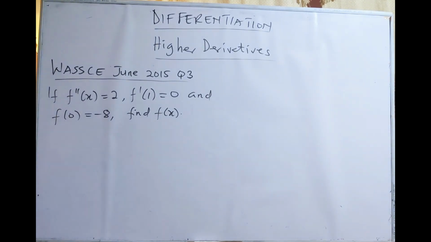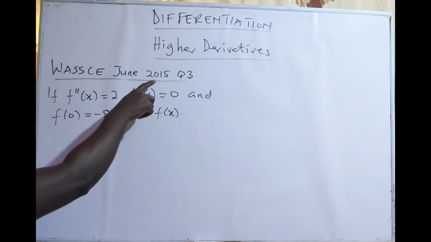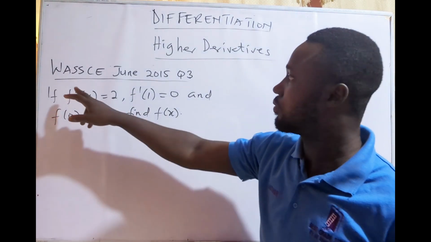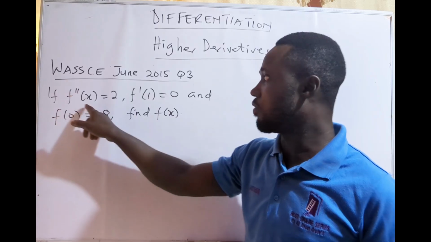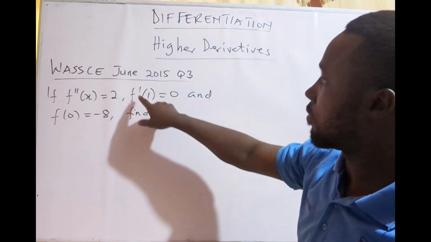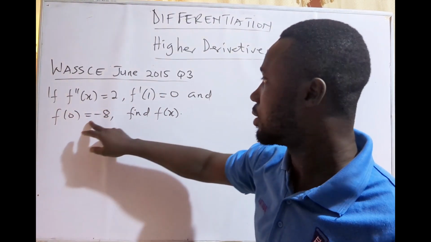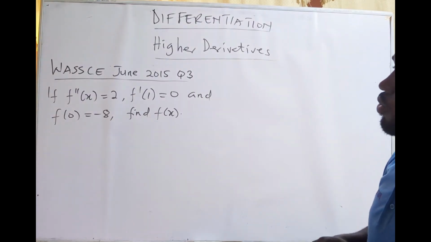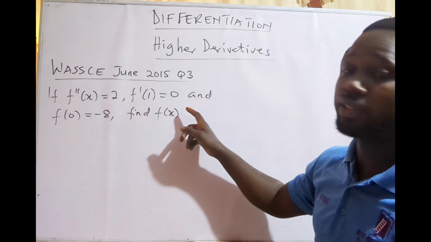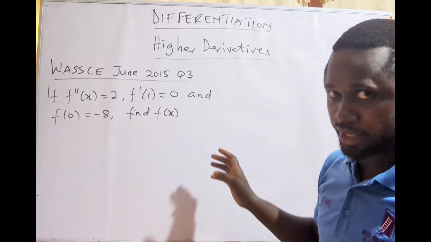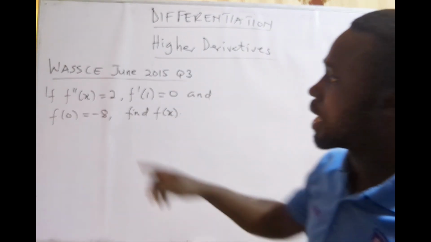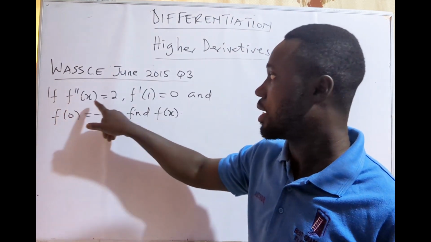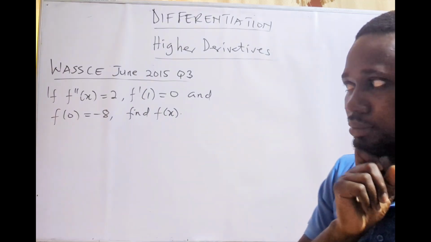Okay, let's look at the question here. WASSCE June 2015 question 3. It says if f double prime of x is 2, f prime of 1 is 0, and f of 0 is -8, find f of x. Okay, so we are supposed to find the function f of x, and we are given the second derivative here.